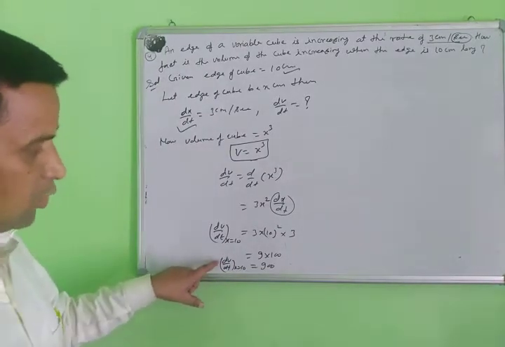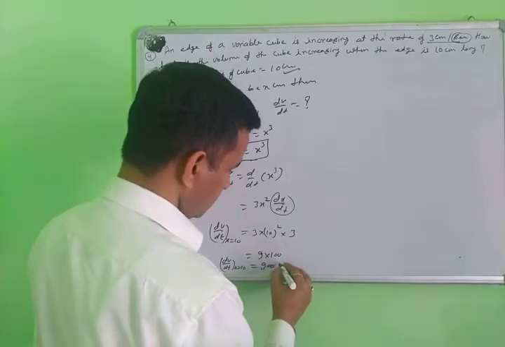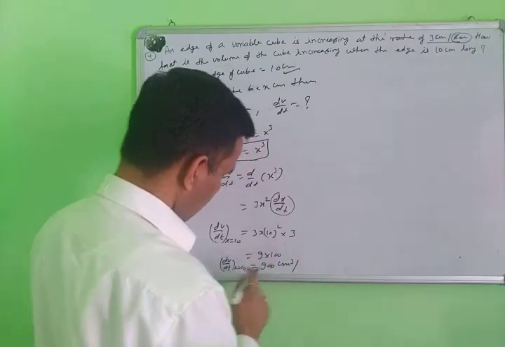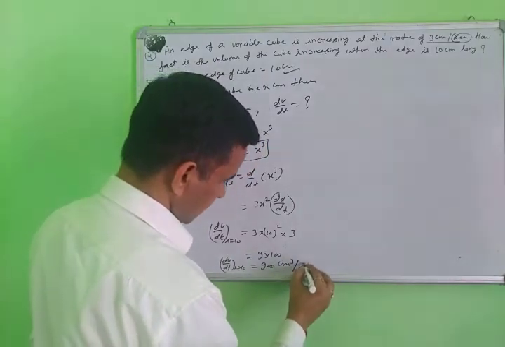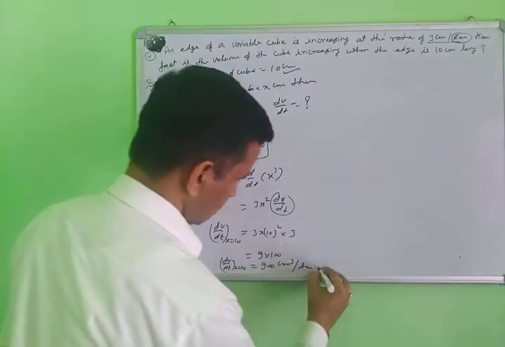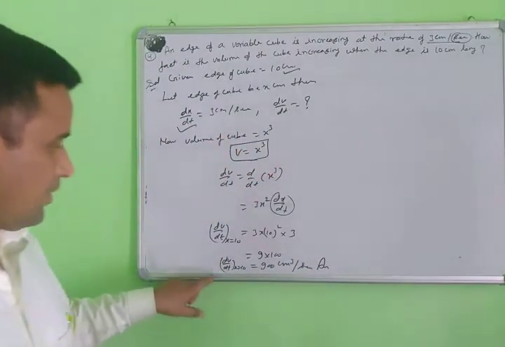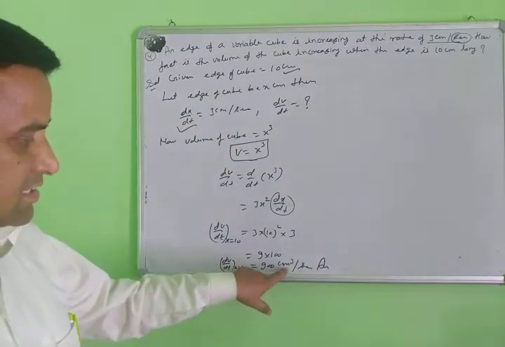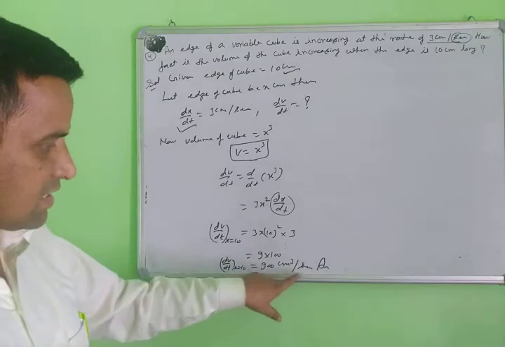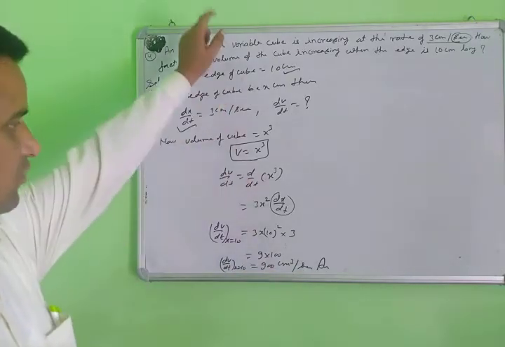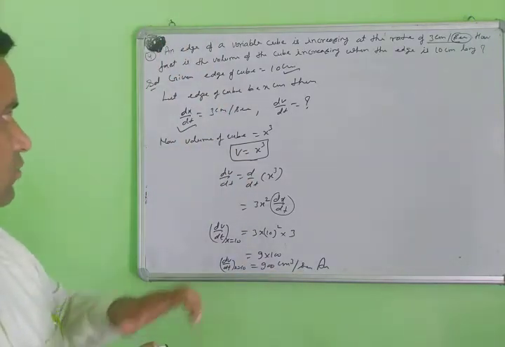Now for volume, what is the unit of the volume? Centimeter cube. T is for time, this is second. So this is your answer. For volume write centimeter cube, for time write second. So in this way you will find the answer very simply.